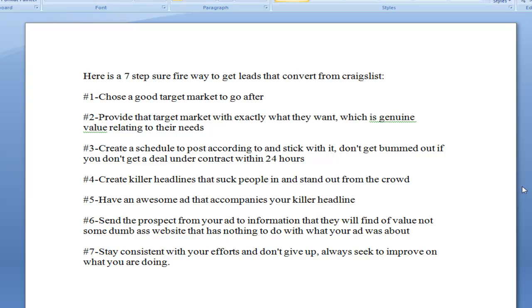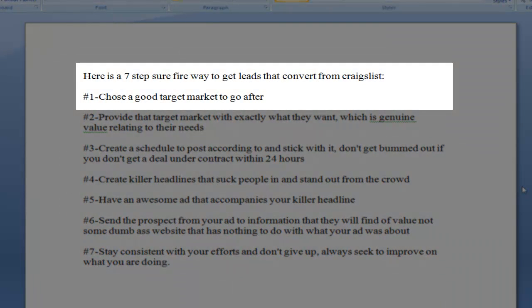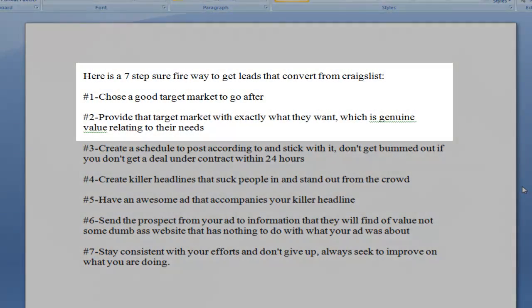So the first step, okay, is you need to find a good target market to go after. Now, if you don't know what a target market is, that terminology may not be familiar. A niche market, okay? The more specific of a niche you can go after, the better. That way the leads that you're going to generate are going to be really targeted people that have a specific interest or a specific need that you can fulfill for them.